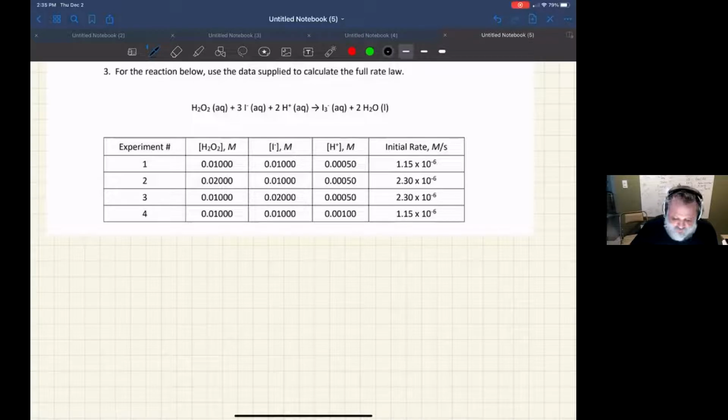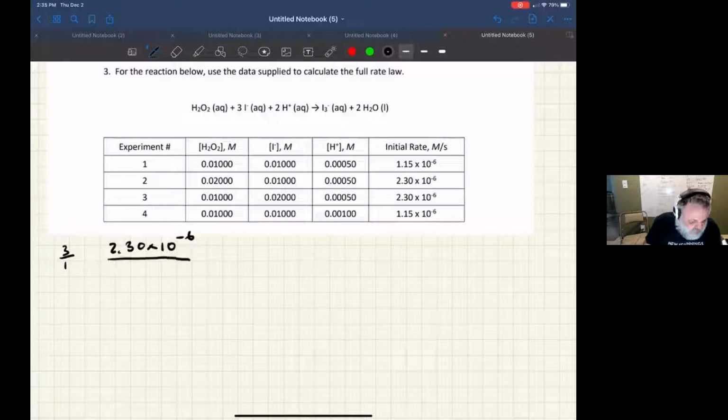I think that if I were to look at reaction 3 and reaction 1, then what do I notice? I notice that these 2 are the same and these 2 are the same. So I can figure out what the order is with respect to I if I do 3 divided by 1. So what do I get? I get 2.30 times 10 to the negative 6 divided by 1.15 times 10 to the negative 6.